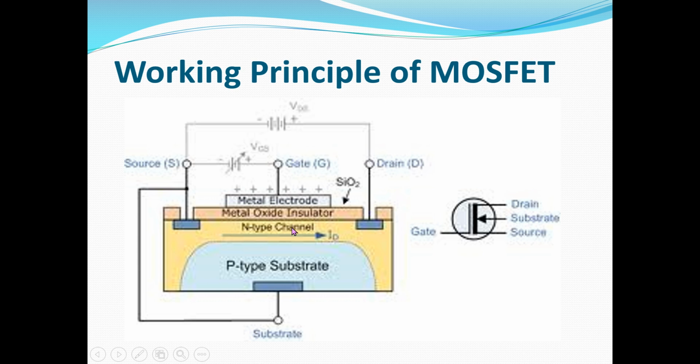And here you can see ID. ID indicates the drain current. The drain current will depend upon this voltage. It will always be from source to drain. And this is a P type substrate. You can see the symbol of this MOSFET.